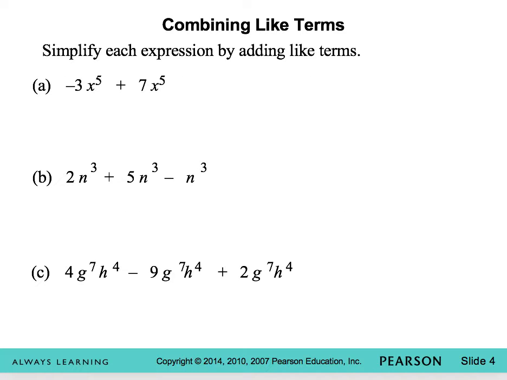Or we can simplify the polynomials, right? Simplify. And in order to do that, we just combine like terms. Both of these are x to the 5th, so I can combine them. 7x to the 5th minus 3. 7 minus 3 is 4. So we have 4x to the 5th.